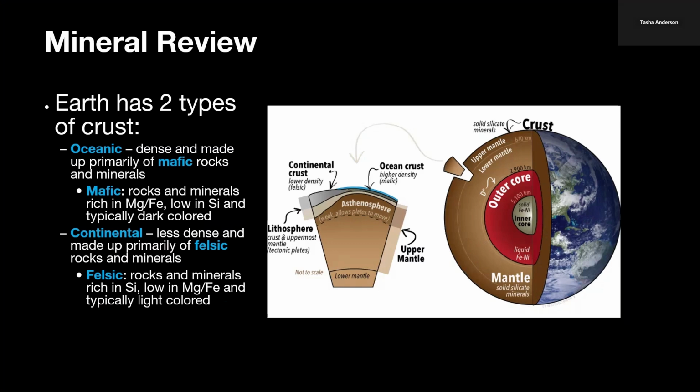First, let's do a quick review from the previous lab. Earth's crust is made up of layers with different densities. Continental crust is less dense than oceanic crust, while deeper layers like the mantle and core are even denser. Oceanic crust is primarily composed of mafic minerals, which are dark, dense, and rich in magnesium and iron. Continental crust, on the other hand, is mostly felsic minerals, which are lighter, less dense, and rich in silica. At subduction zones, the denser mafic crust sinks beneath the lighter felsic crust.